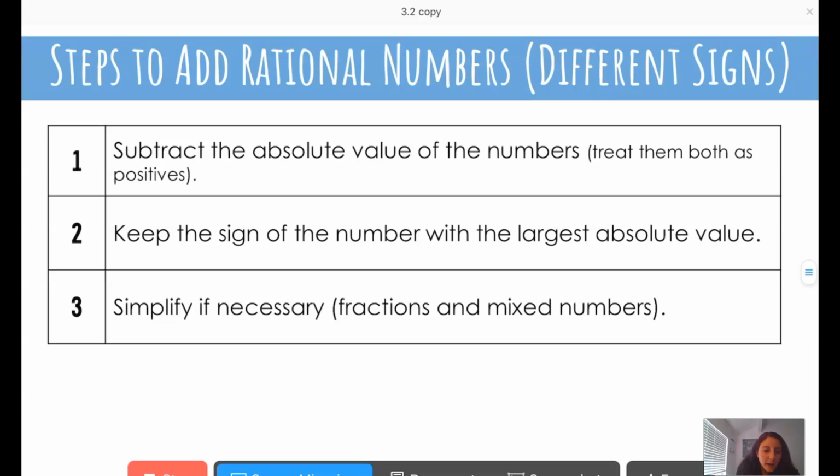All right, let's now look at adding rational numbers with different signs. So some steps you can follow to add rational numbers with different signs is to subtract the numbers, keep the sign of the largest number, and then simplify if necessary.